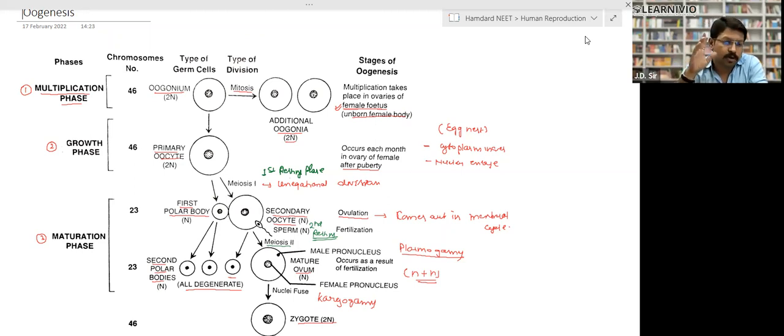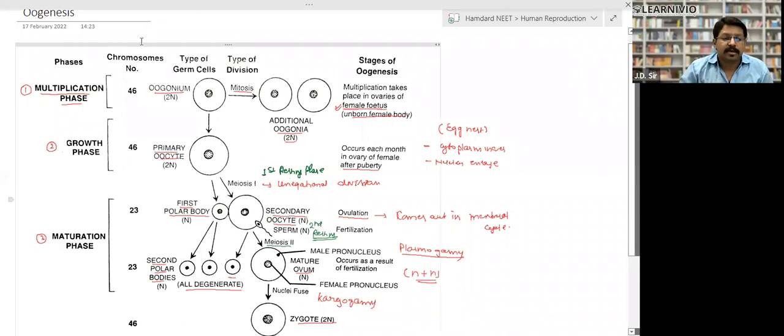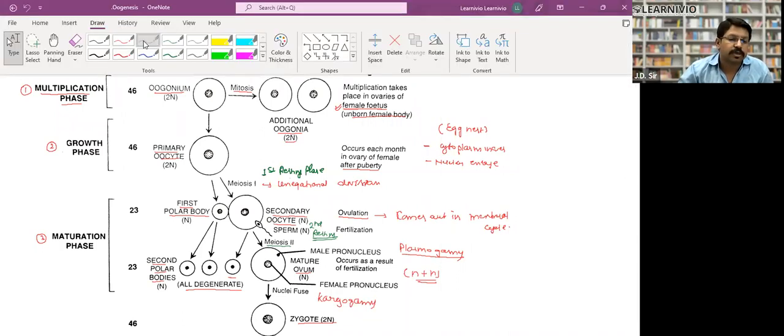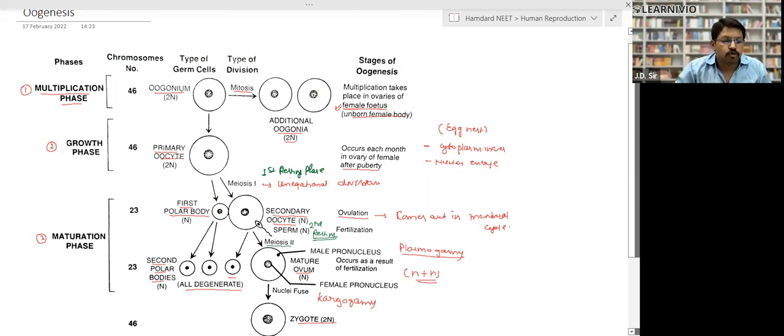So now we have divided oogenesis into three phases: the multiplication phase, growth phase, and maturation phase. The multiplication phase is when egg cells divide and multiply. In the growth phase, the division of the egg cell stops and the size of the egg increases. It increases its DNA, its protoplasm, and its cell organelles. The maturation phase is when an egg becomes a mature ovum. So we have divided oogenesis into three phases. What happens?